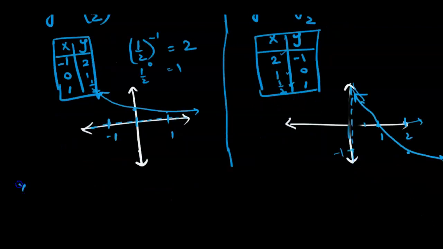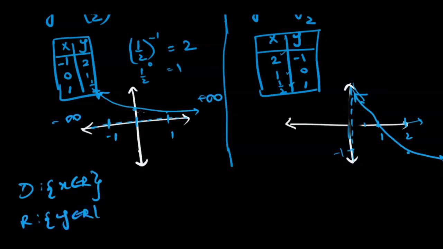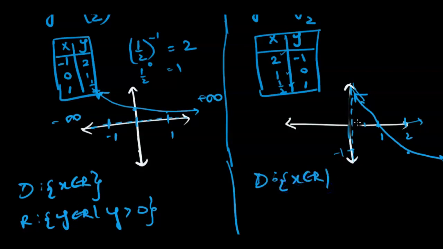Domain here would be x belongs to R, and why so? Because again, our graph goes from negative infinity to positive infinity. Range here is y belongs to R, where your y value is always greater than 0. In this case, domain is x belongs to R, but it has a limit because it will never be negative, so x would be greater than 0. Range is y belongs to R, and that's it. No limits, because from negative infinity to positive infinity, we would see the graph going all the way.